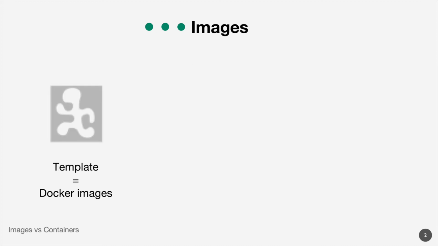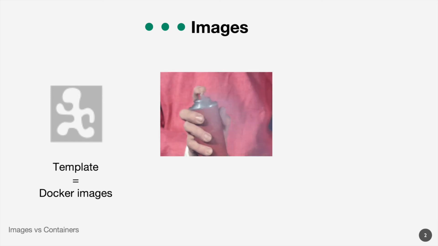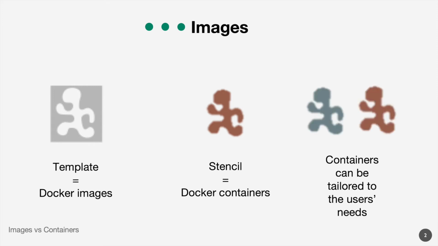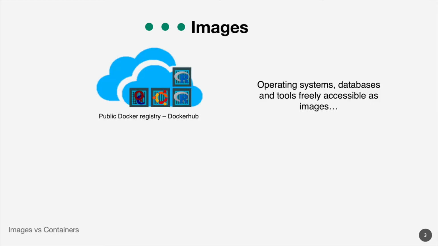To make things easier to understand, we can think of a Docker image as a fixed or static template, like a stencil. Every time we spray the stencil, we get a new drawing. Similarly, every time we run an image, we get a new container. While the stencil, like a Docker image, is unchangeable, the drawing, like a Docker container, can be modified to the user's needs. So, where can we find Docker images?